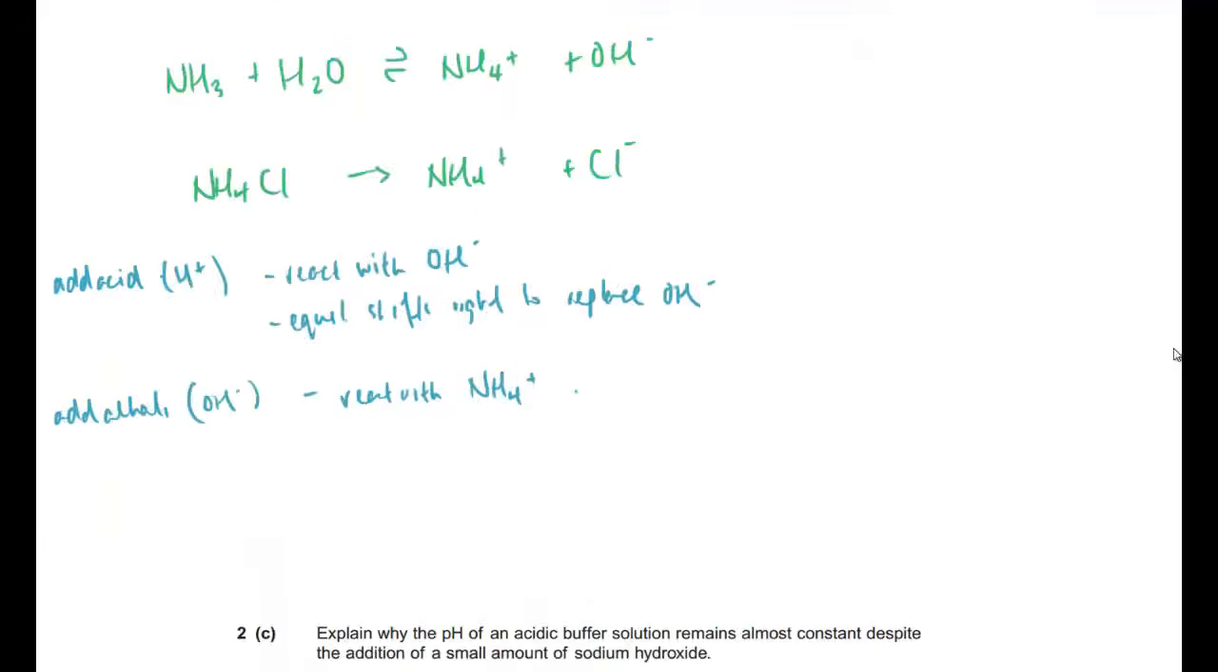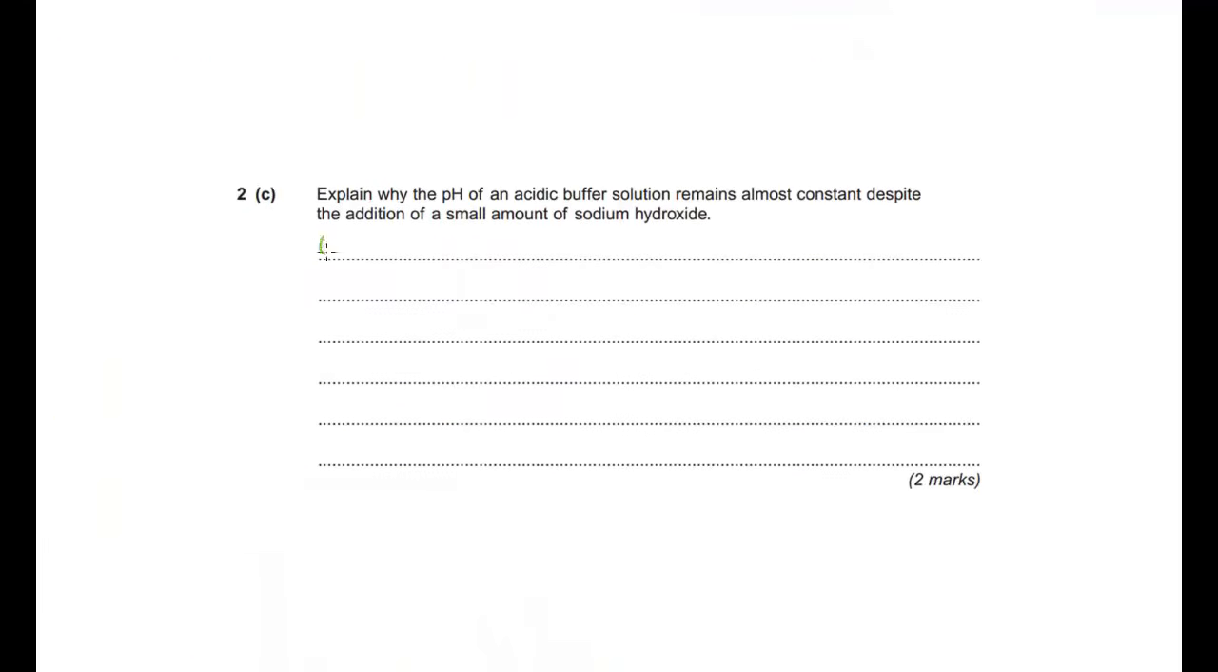Right, so the sodium hydroxide, the OH minus ions, react with H plus. And then the equilibrium shifts to the right to replace the H plus lost. Boom, 2 easy marks. That's a fairly straightforward question.